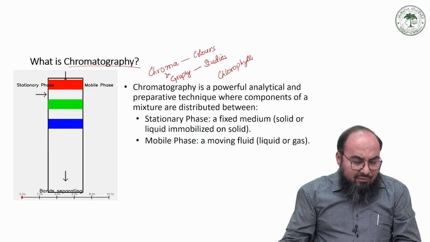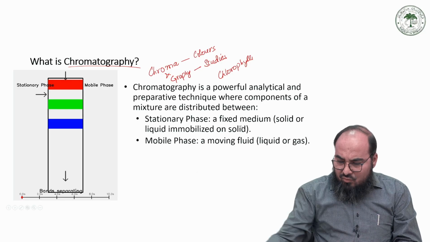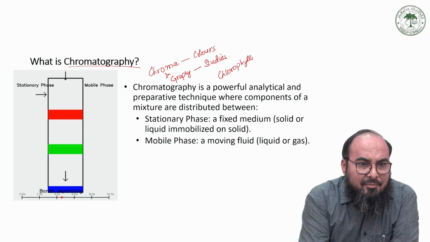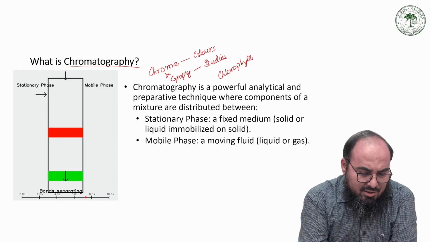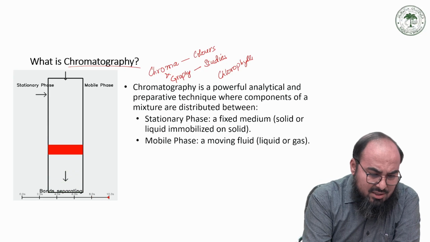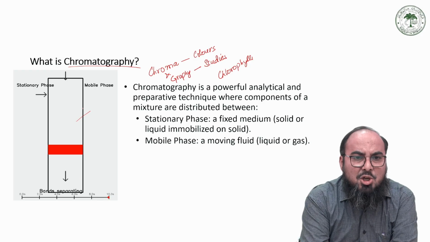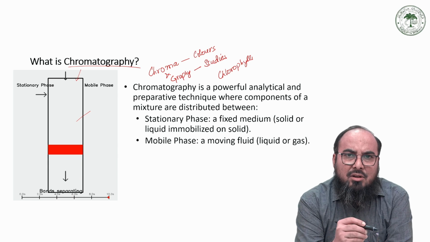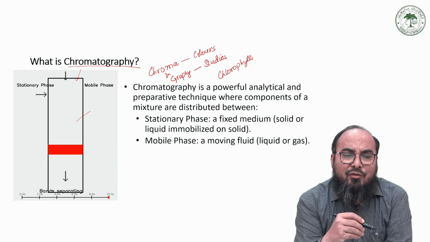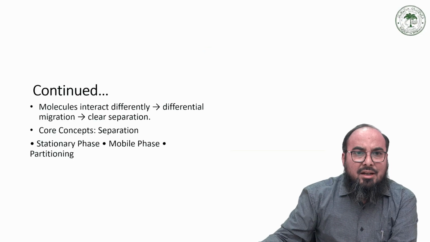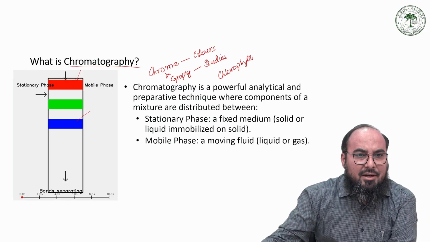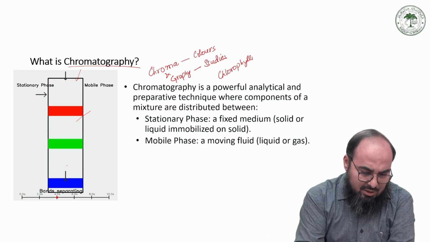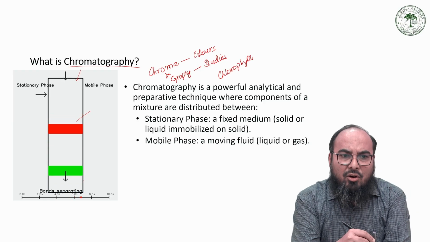So here we have a quick view of how this separation occurs. It's a typical chromatogram. You can see that the three different colored bands are moving. This is the stationary phase, and you keep on adding fresh mobile phase each time, and because of the addition of mobile phase, your different components get separated in the form of bands. You can see that these bands are going down this column.